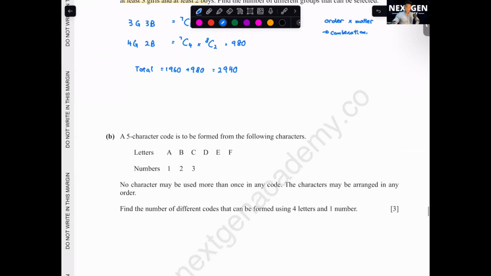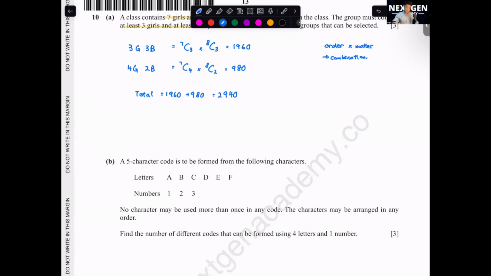Okay, question B. A 5-character code is to be formed from the following characters: letters A to F, numbers 1 to 3. No character may be used more than once in any code. The characters may be arranged in any order. Find the number of different codes that can be formed using 4 letters and 1 number. This is the sentence that you need to highlight also: the characters may be arranged in any order.